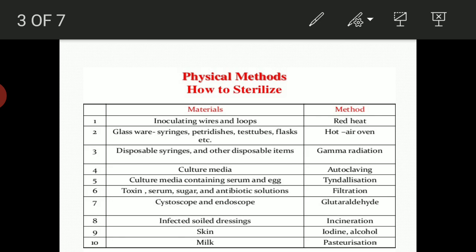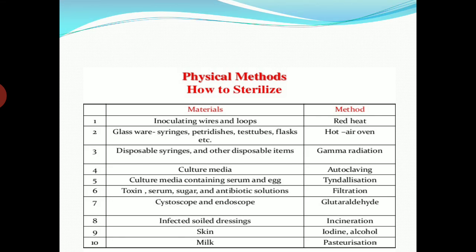The third method is tyndallization. Sometimes a heat sensitive material is sterilized by fractional steam sterilization called tyndallization. The container with the material to be sterilized is heated at 90 to 100 degrees Celsius for 30 minutes on each of 3 consecutive days and incubated at 37 degrees Celsius in between.